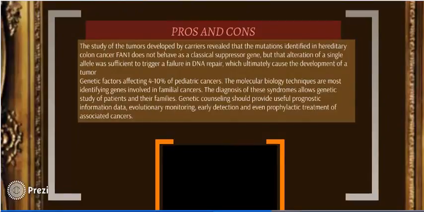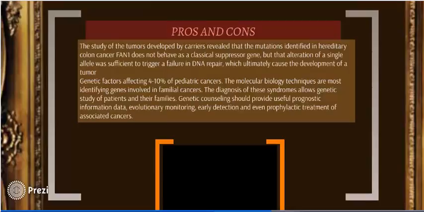Pros and cons. The study of the tumors developed by carriers reveals that the mutation identified in hereditary colon cancer does not behave as a classical suppressor gene, but that alteration of a single allele is sufficient to trigger a failure in DNA repair, which ultimately causes the development of a tumor.